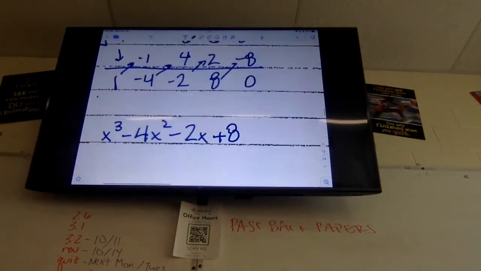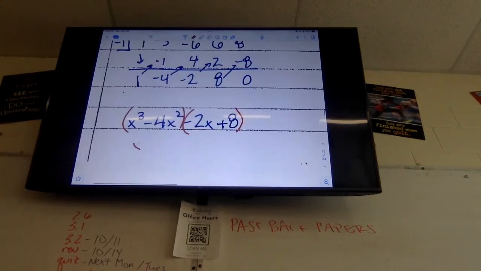My question to you is, can I factor this? I think so. I think we can factor it. So let's group the first two, group the second two. I can take an x squared out, and I get x minus 4. I get minus 2, and then x minus 4, okay?